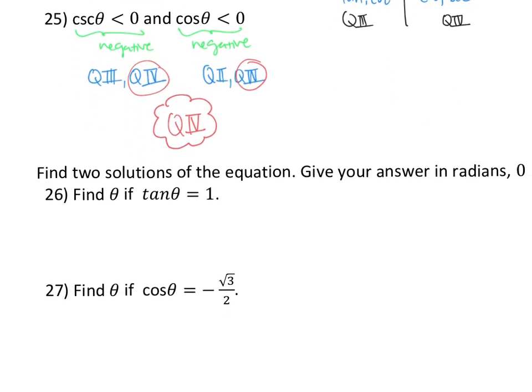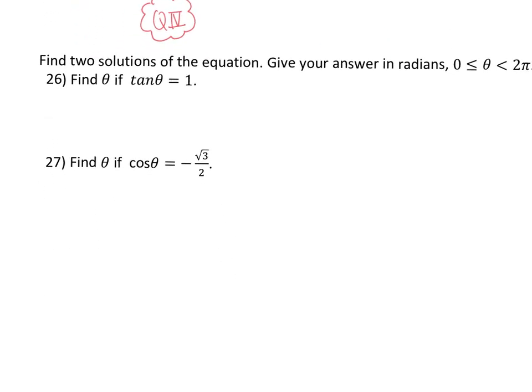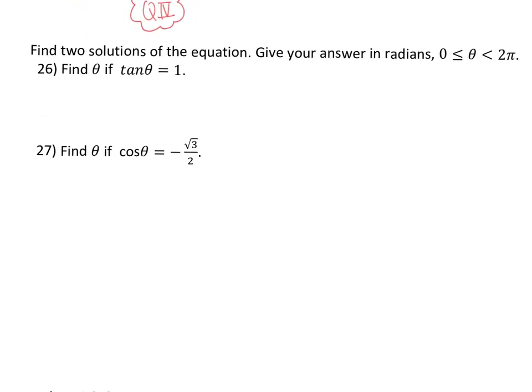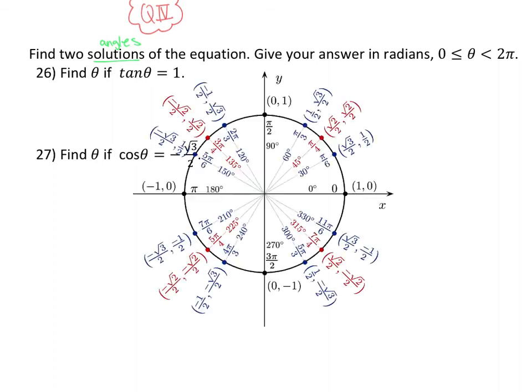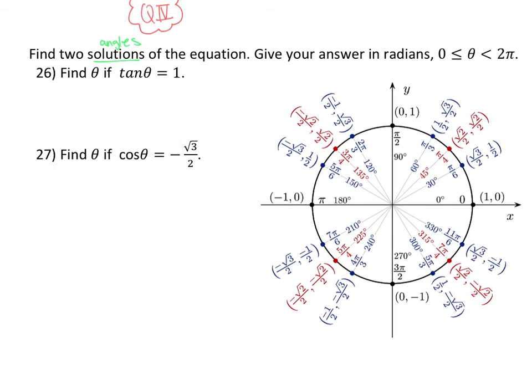All right, in the next problem here, we are trying to find two solutions of the equation. So you're given a trig equation, and you are asked to find two solutions, give your answer in radians. If you're giving your answer in radians, that means the two solutions you're finding are the angles. And this helps if you have a unit circle. So I'm going to grab a unit circle here to help us out. There we go.